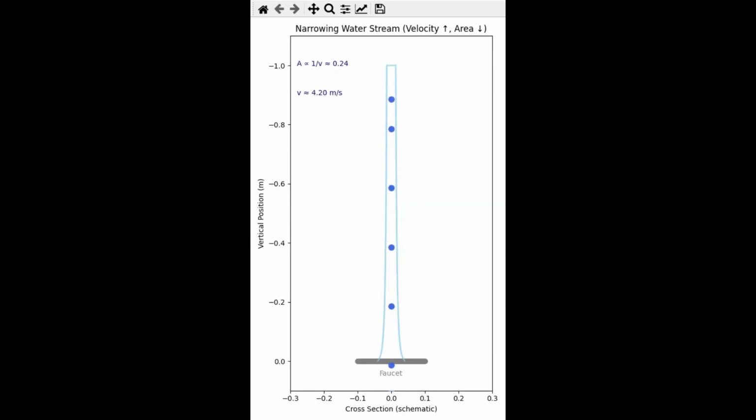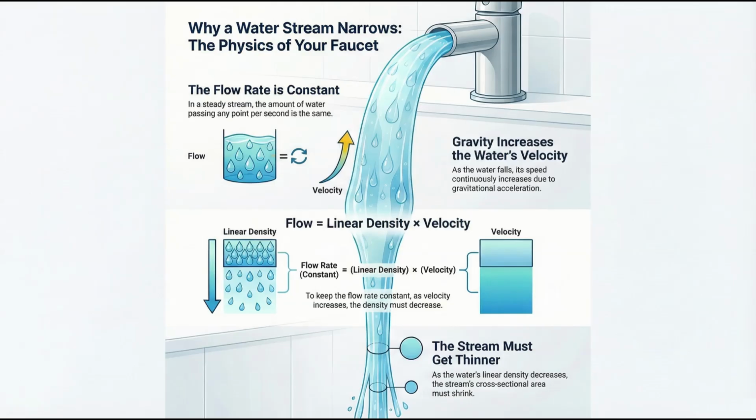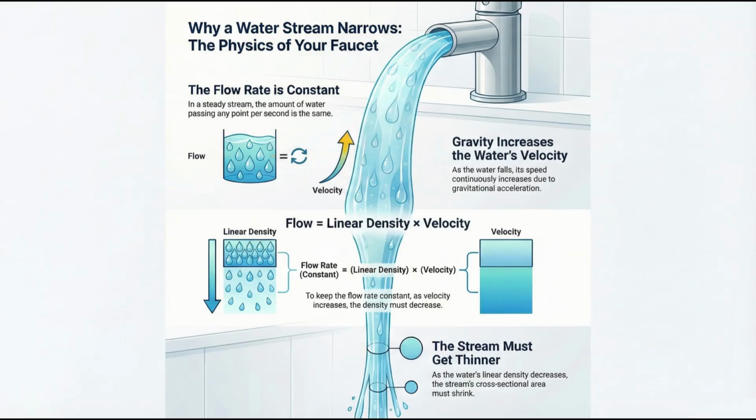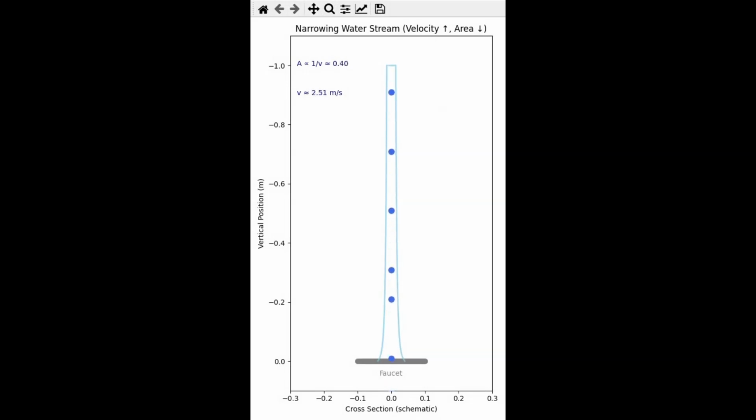And finally, this brings us to why it narrows. As gravity pulls the water down, its velocity increases, it's speeding up. So to keep that mass flow rate constant, the stream's linear density has to decrease. And since water has a fixed density, the only way to do that is to shrink the stream's cross-sectional area, making it visibly thinner.